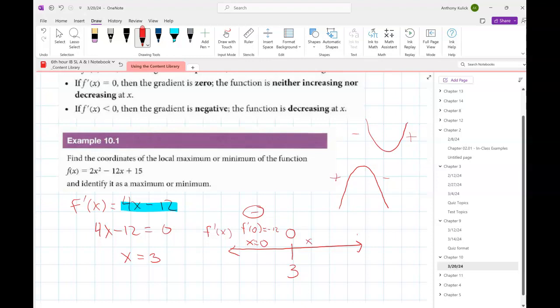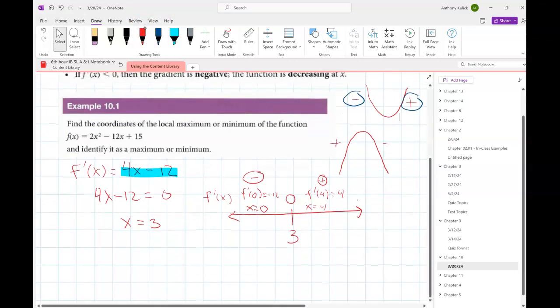Now pick some x that's bigger than 3, say 4. What do I get when I plug 4 into the derivative? 4 times 4 is 16, and 16 minus 12 is 4. So it's positive. Since my graph is going from decreasing to increasing, we know this is a minimum.